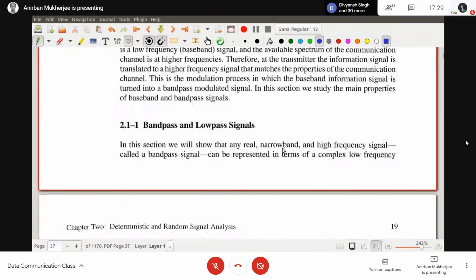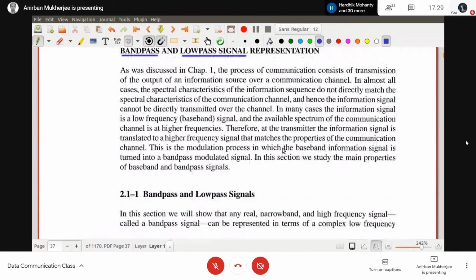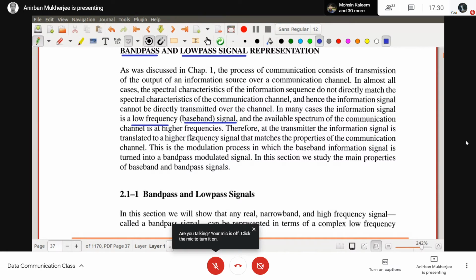First of all, the bandpass signal: in many cases the information signal is a low frequency signal. Low frequency is some sort of baseband, we say. For audio applications, a low frequency signal is called bass. So here, a low frequency signal is generally what we call the baseband signal. But in almost all cases, the spectral characteristics of the information sequence do not directly match the spectral characteristics of the channel. This is very important.